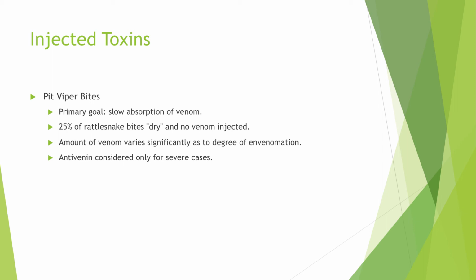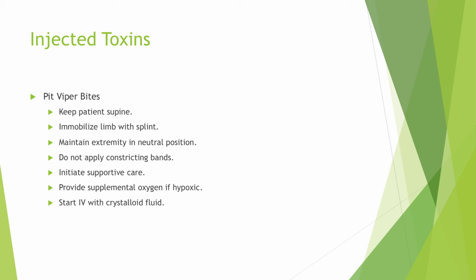The amount of venom varies significantly as the degree does. Anti-venom is considered only for severe cases. So keep the patient down, supine, and immobilize the limb with a splint. Maintain the extremity in a neutral position, not above or below anywhere.